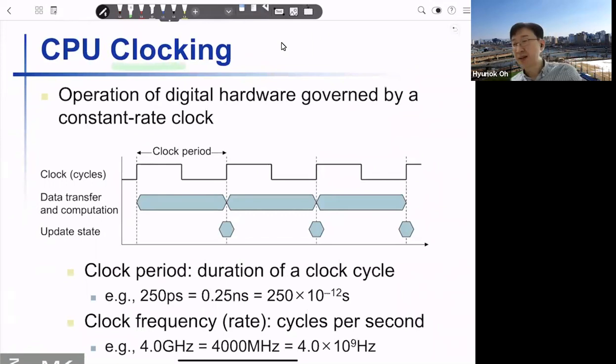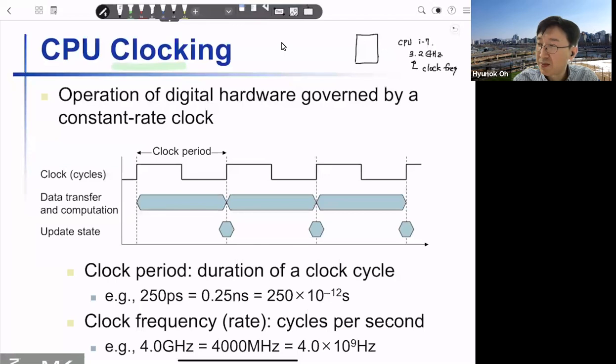Clock is, when you are buying a processor or opening your laptop, it says that your CPU is an i7 and the clock speed is 3.2 gigahertz, right? So this is the clock frequency. The CPU operates based on this clock frequency. This clock is a constant rate clock.